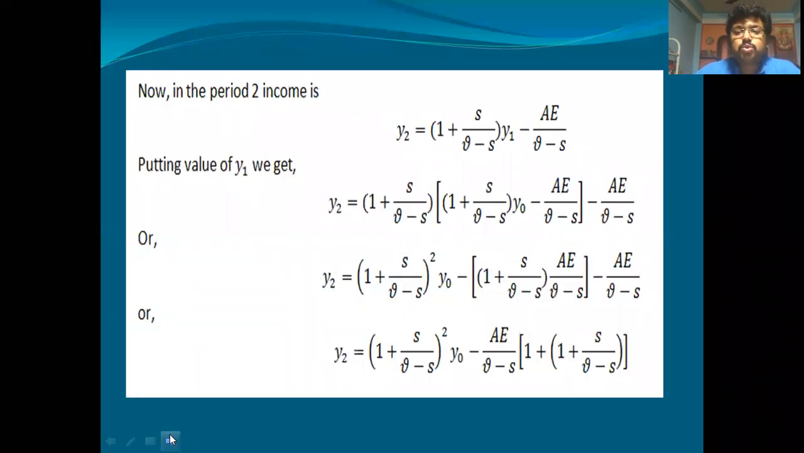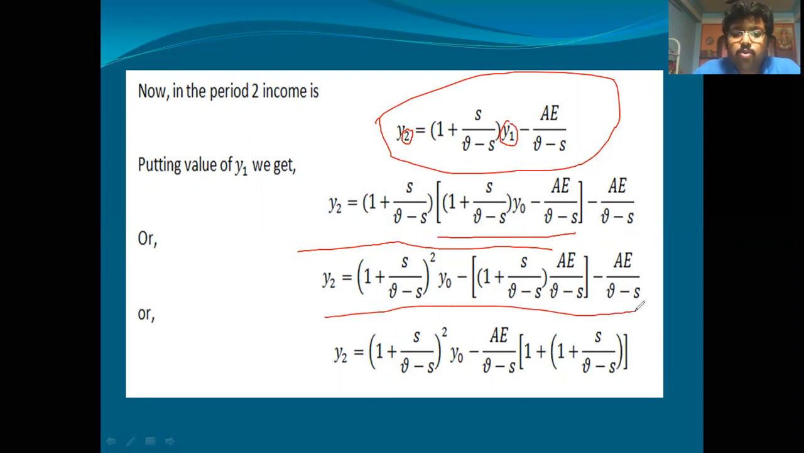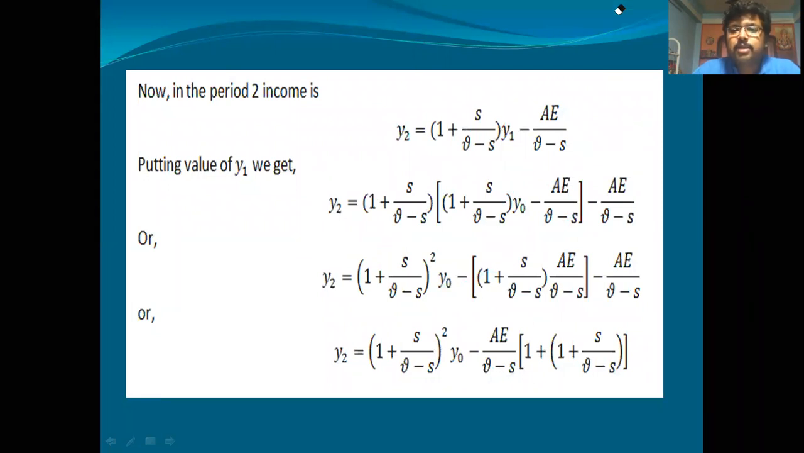Now in period two, the income is this. Here t is 2 and here y1, and we have found the value of y1. Now we put this value of y1 from the previous slide and we get this equation. After some simple mathematical steps, just do it in your own exercise book, in a simple way you can find y2 equal to 1 plus s by nu minus s, whole square, and this part. This is y2, the income in period 2.